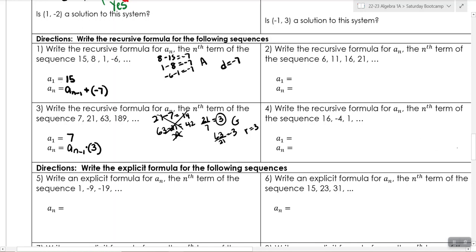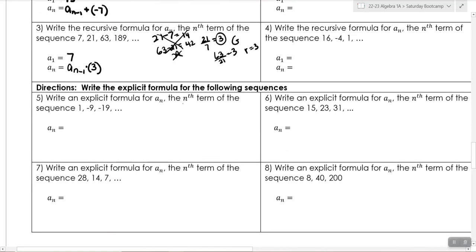And that's it. All right, so this one says to write the explicit formula for the following sequences. And they don't tell us what it is, so we need to figure it out. So we're going to check negative 9 minus 1, which is negative 10. Negative 19 minus negative 9 is also negative 10. So this tells us that it is arithmetic, and the common difference is negative 10. And this formula goes a sub 1, which is 1, plus common difference times n minus 1.